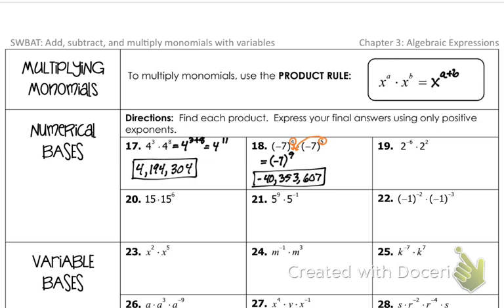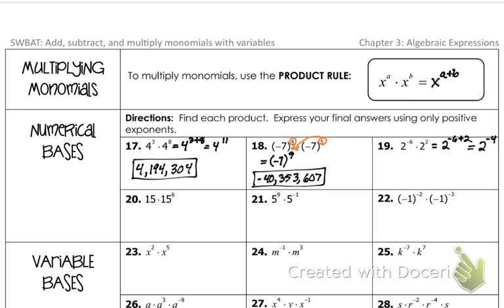Okay, our next one says 2 to the negative 6 times 2 squared. They have the same base, so we can do this multiplication. We could turn this to 2 to the... because it'd be negative 6 plus 2. Be careful on your negatives. That is negative 6 plus 2, so that gives you 2 to the negative 4th.